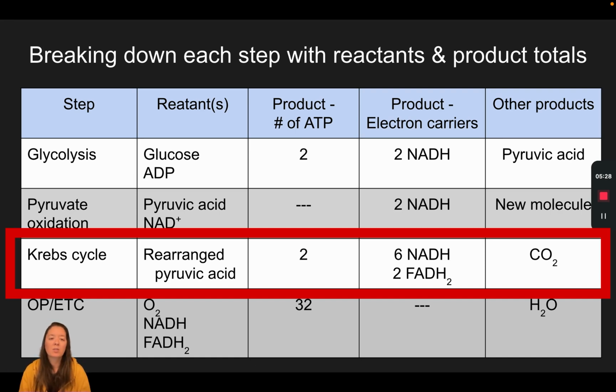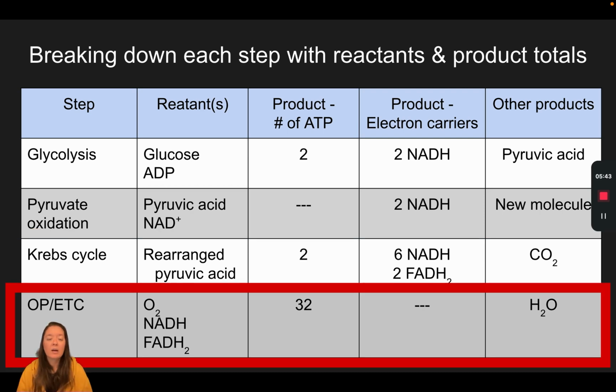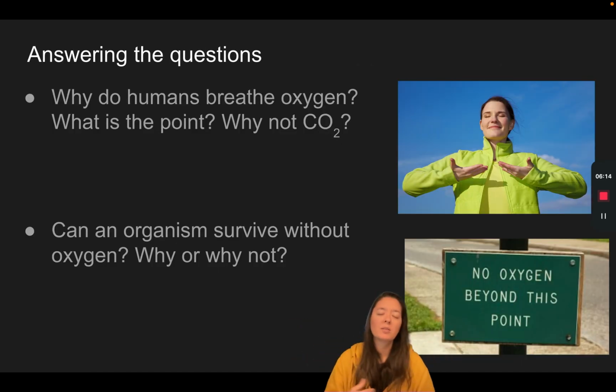The Krebs cycle takes that new molecule, makes 2 ATP, a lot of NADH, and some FADH2, so almost exclusively those energy molecules. And some CO2 is a product as well. We're heading into our very last step here. We're taking those electron carriers, those energy molecules of NADH and FADH2, as well as oxygen being breathed in from the atmosphere. So, coming back to those questions we started with, why do humans breathe oxygen?